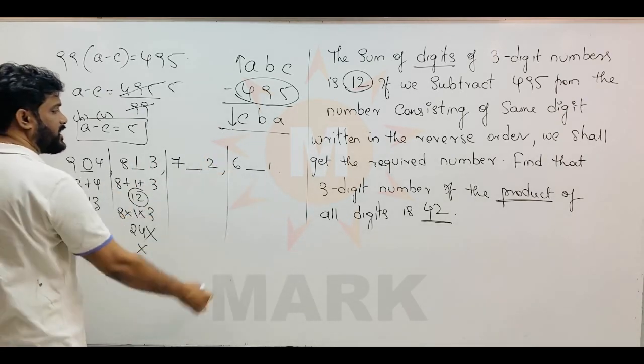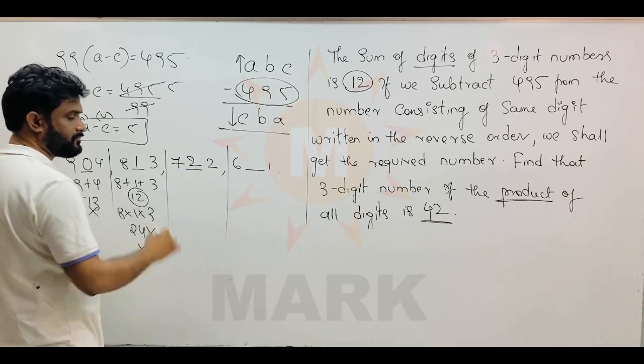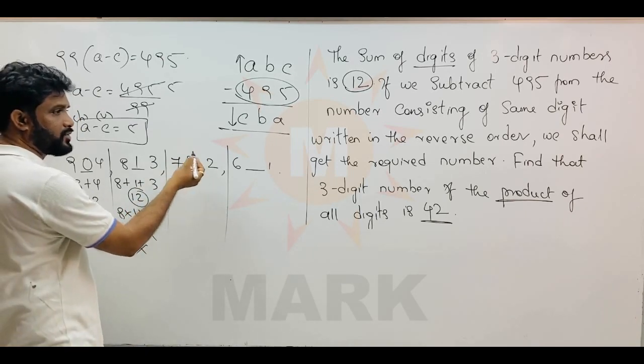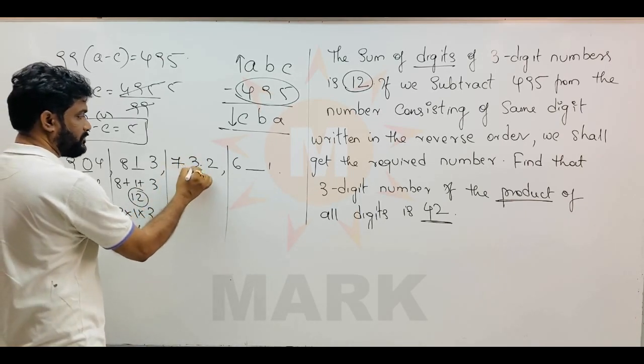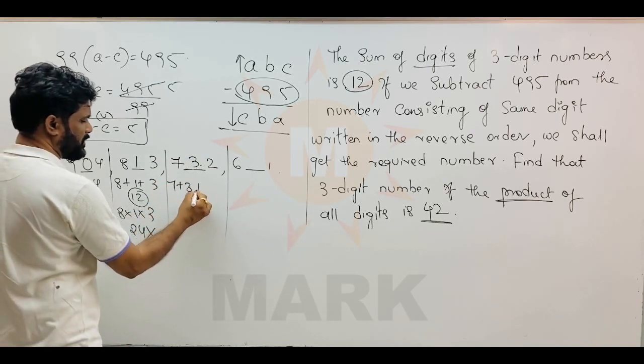Now 7 and 2. The sum should be 12, right? So if I put 2 here, 7 plus 2 is equal to 9, 9 plus 2 is equal to 11. Sorry, if I put 3 here, 7 plus 3 plus 2 is equal to 12. Yes, 7 plus 3 plus 2 is equal to 12.